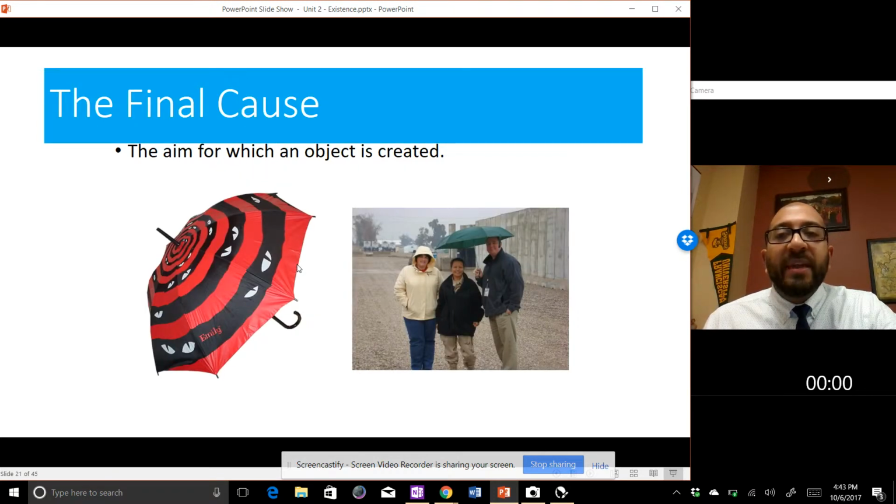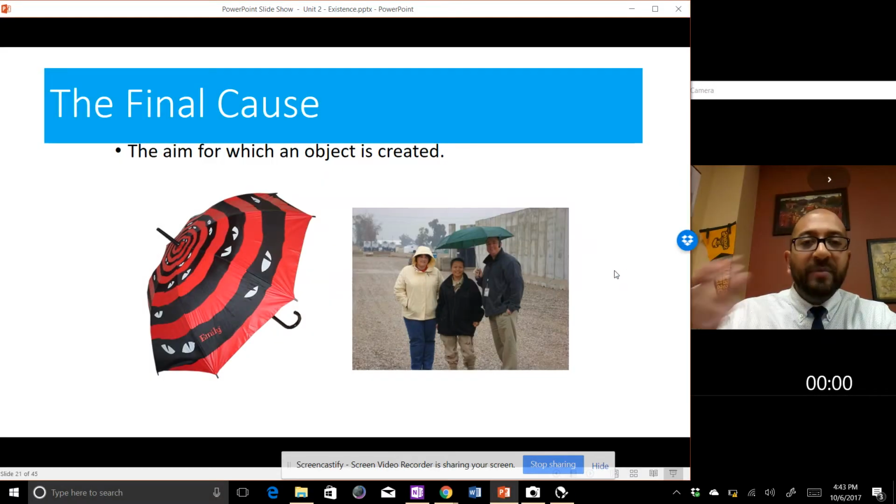The last and final cause is the purpose or the aim for which something was made. So what is the final cause of an umbrella? To be used to keep a person dry from the rain. So someone had this final cause in mind when making or ordering or buying an umbrella. I want something to protect me from the rain. So umbrellas were created to do that.